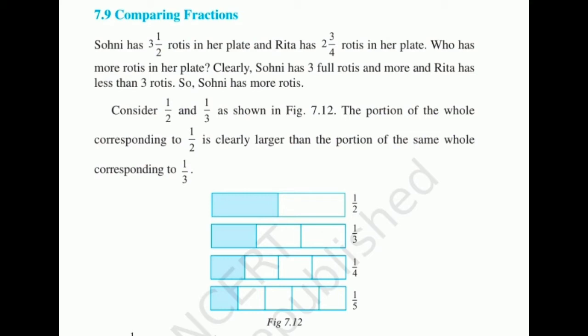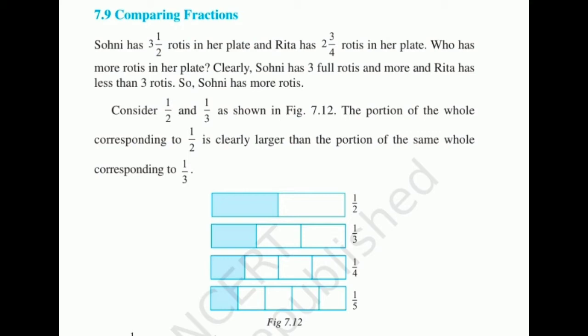Sohani has 3 and 1 by 2 rotis in her plate and Rita has 2 and 3 by 4 rotis in her plate. Who has more rotis in her plate? Clearly, Sohini has 3 full rotis and more, and Rita has less than 3 rotis, so Sohini has more rotis.